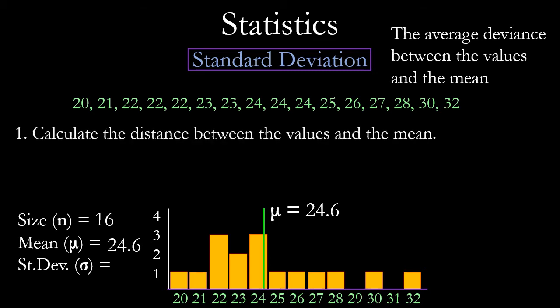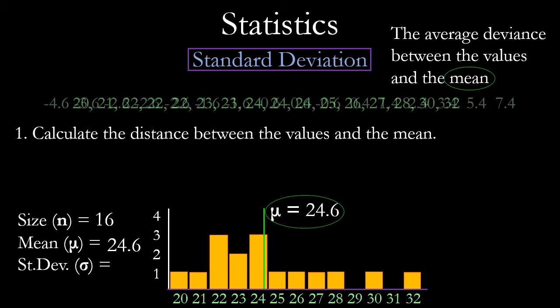Now, the first thing we're going to do in order to get our standard deviation is calculate the distance between each of these values and the mean. So we're going to take 20 minus 24.6, and that's going to give us negative 4.6. Then we're going to take 21 minus 24.6, and that's going to be negative 3.6, and so on and so forth. And the results of those calculations will simply look like this.